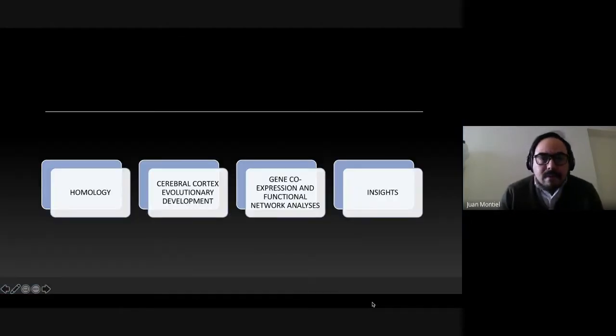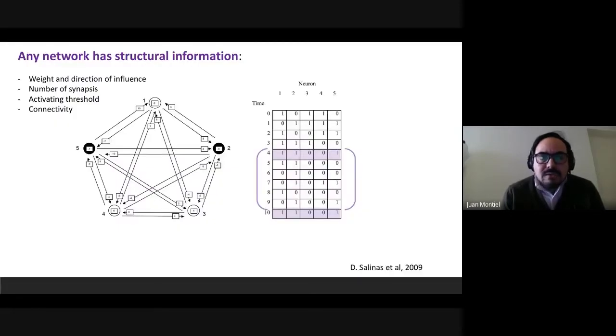So my presentation is going to be organized a little bit like this. I'm going to talk about homology, about cerebral cortex evolutionary development, also about gene co-expression and functional network analysis, and some insight about networks and artificial intelligence. But before that, I would like to show you this.